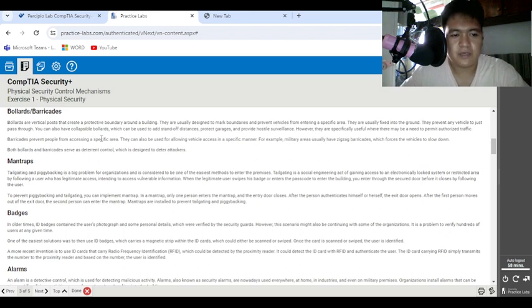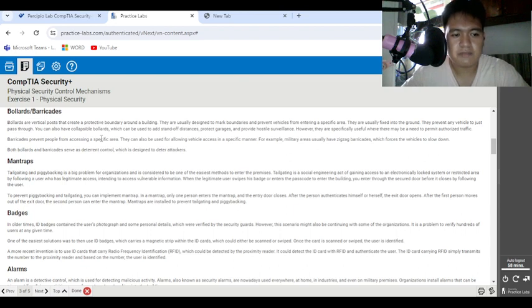Barricades prevent people from accessing specific areas. They can also be used for allowing vehicles access in a specific manner. For example, military areas usually have zigzag barricades which force vehicles to slow down. Both bollards and barricades serve as deterrent controls, which are designed to deter attacks.